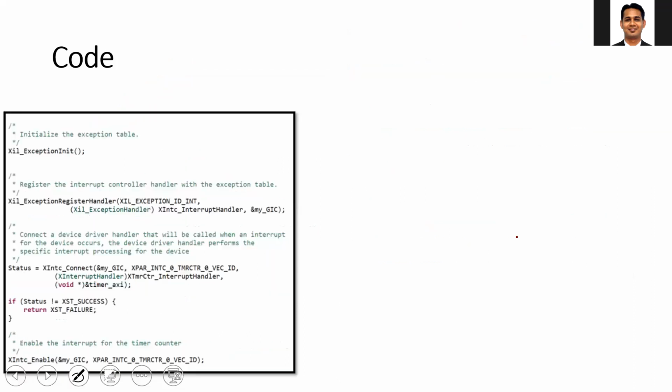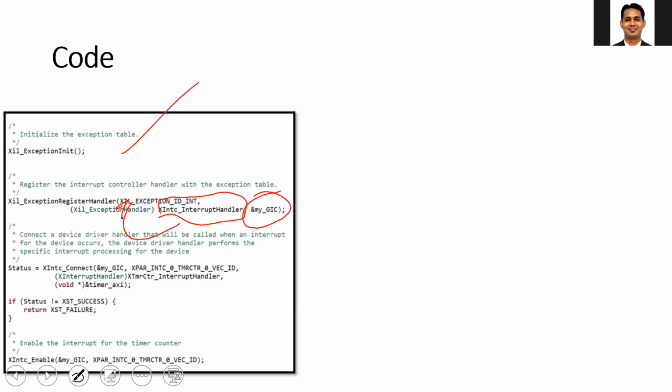Then we discussed we need to initialize the exception handling logic inside the core. So via this function, we then need to interconnect the master exception handler inside the core with the GIC. So you can see this is my interrupt handler, which is the Xilinx provided interrupt handler for the AXI interrupt controller, and this is the GIC instance. So I am connecting it with the master interrupt handler inside the core.